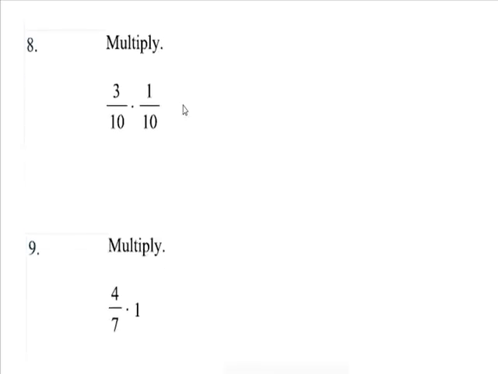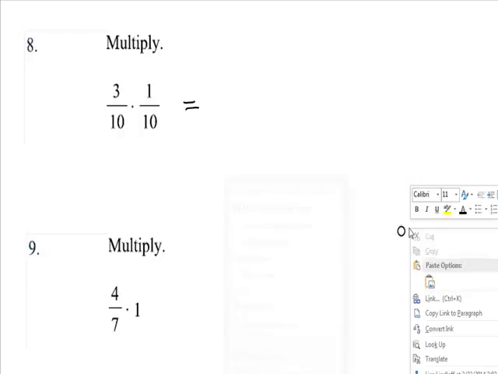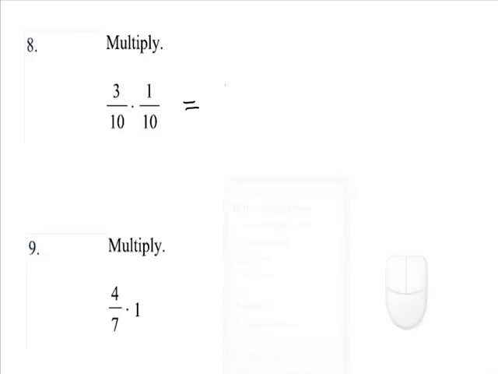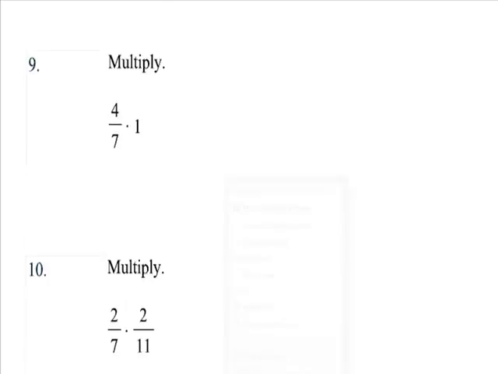Number 8, I have 3 times 1. Not sure why that is showing up, but I guess we can just ignore it. 3 times 1 is 3, and 10 times 10 is 100. Last few.